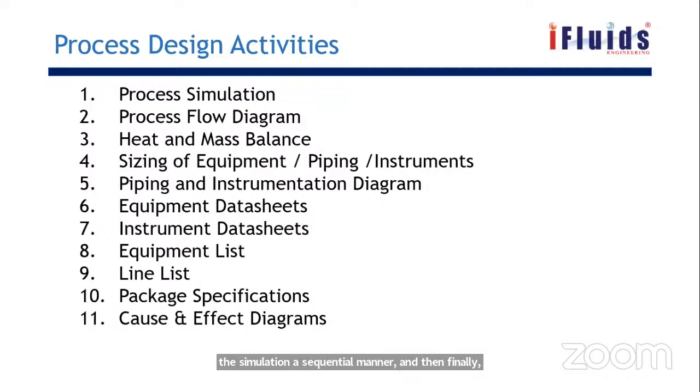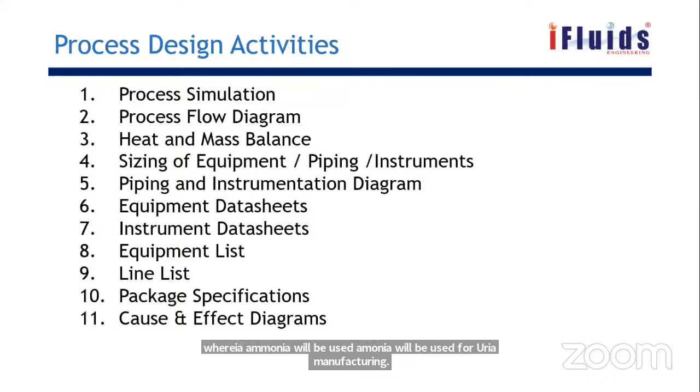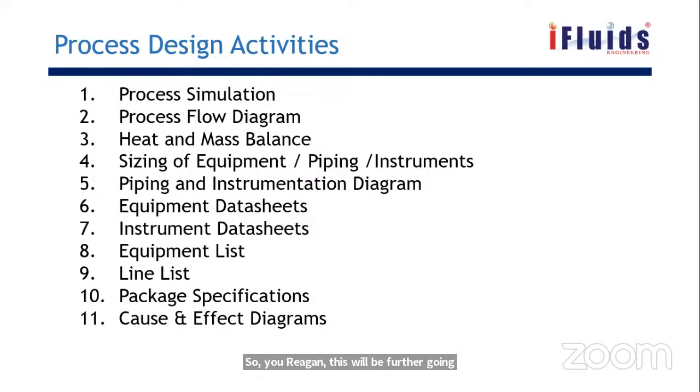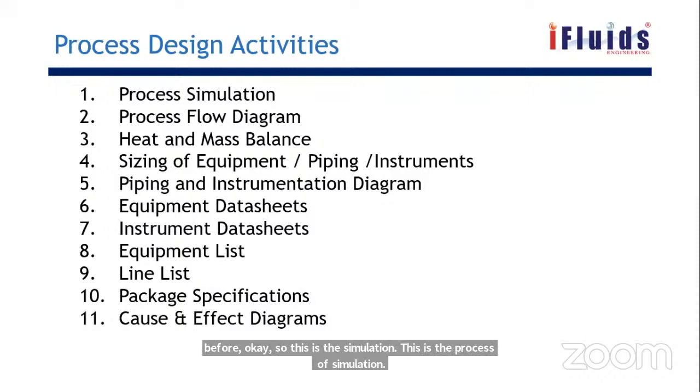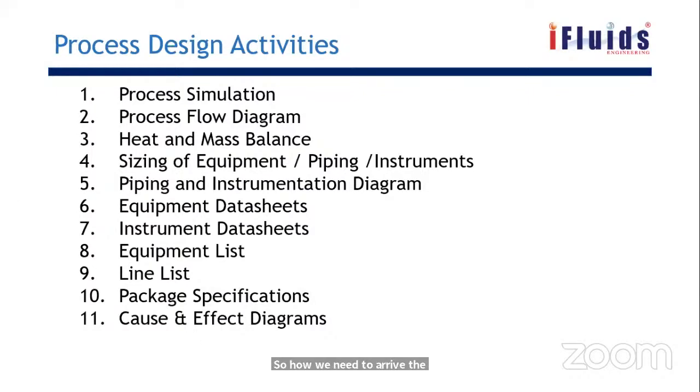So where will the ammonia be used? Ammonia will be used for urea manufacturing. So urea, again, will go for the next simulation for the production of urea. Okay, so this is the simulation. This is the process for simulation. So how we need to arrive at the final product through a set of processes.